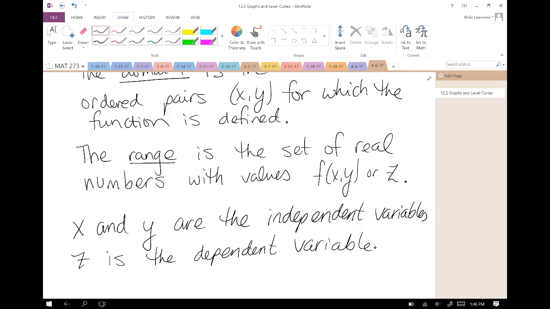Independent means you're allowed to choose them, as long as they're going to give you back a value, as long as it's something valid that we're allowed to plug in to whatever operations are going on in that function, as long as they'll give us back an actual value for z. We don't get to pick the z values. The x and y and then whatever operations are going on determine the z values. So it's dependent upon the x and the y, and then the different operations we're going to apply to them.